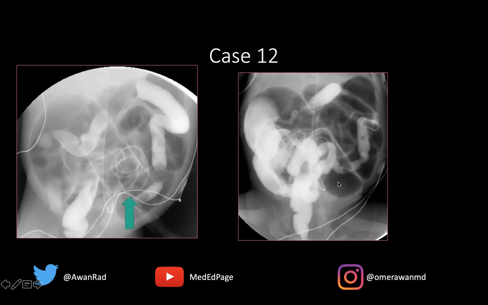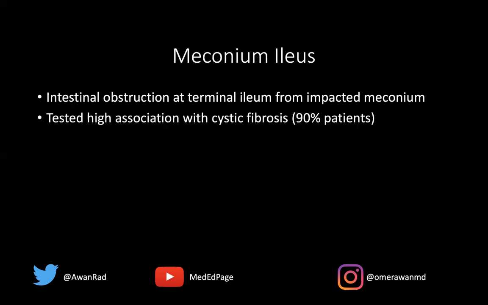So this is a nice example of what meconium ileus would look like. It's intestinal obstruction of the terminal ileum from impacted meconium. Very high association with cystic fibrosis, right? 90% of patients with meconium ileus have cystic fibrosis, so very testable material here.